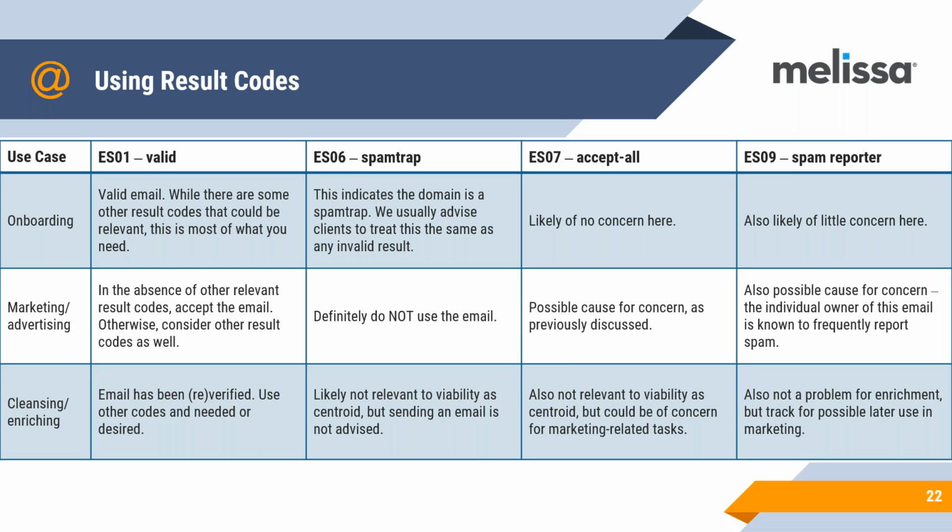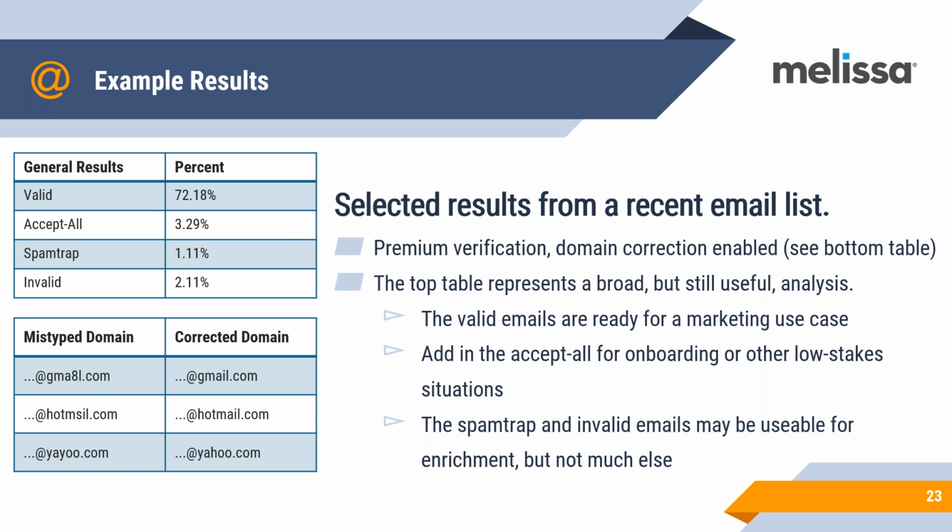For instance, an email that's long inactive probably wouldn't have ESO9 because no one's using it and no one would be reporting spam. But that's a little specific. These are general, of course. So let's see some actual results.